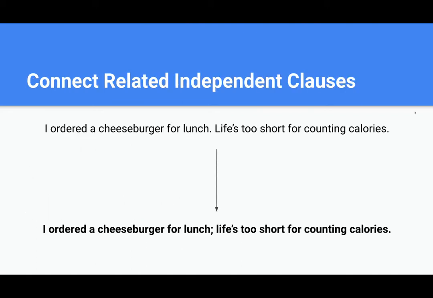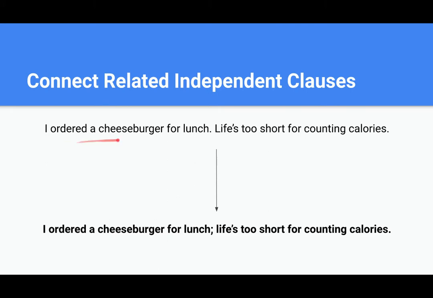So the first use of a semicolon again is to connect related independent clauses. I just want to look at this example, and with all these slides, all it is is an example. I'll go over it. If you have further questions, you can ask in the Hangouts. If you need a link for that, that's on Classroom. So first example, we have two sentences here. I ordered a cheeseburger for lunch. Second sentence is life's too short for counting calories.